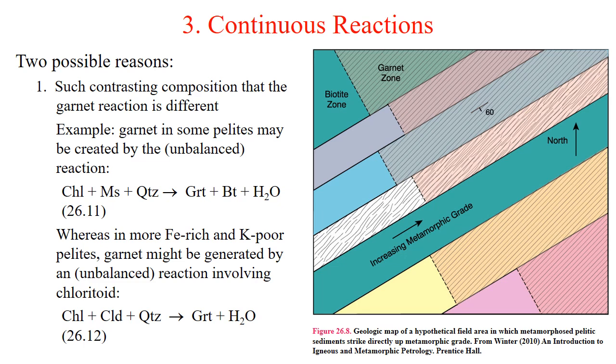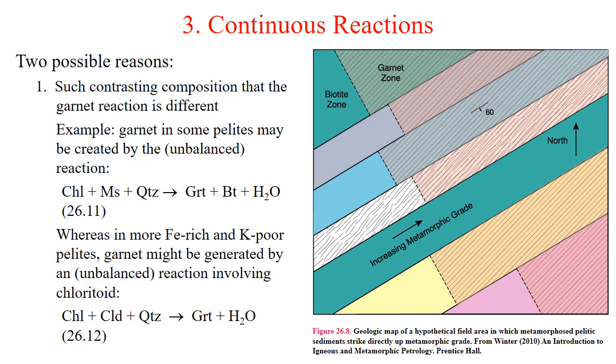Imagine an idealized field area of steeply dipping metamorphosed pelitic sediments that strike directly up metamorphic grade. The bulk chemistry of each unit is homogeneous, but differs somewhat from the other units in the area. We can compare how each of these compositions behaves as grade of metamorphism increases by walking within each unit along strike towards the higher grade. The garnet-in field isograd varies from unit to unit, occurring at different grades.